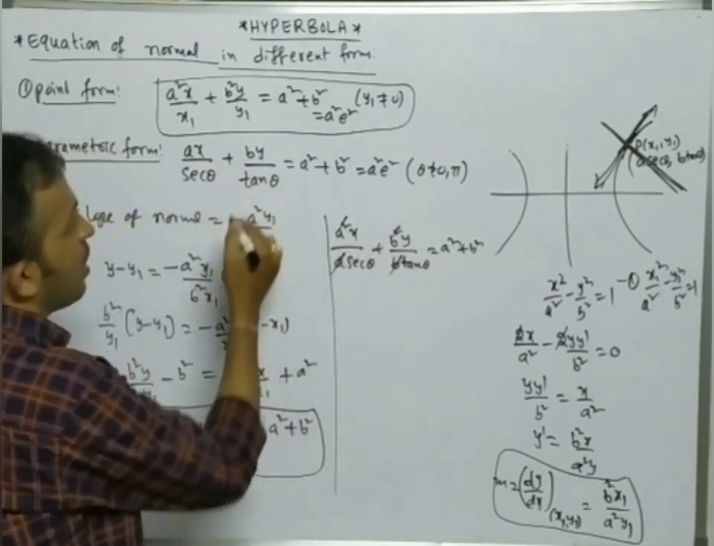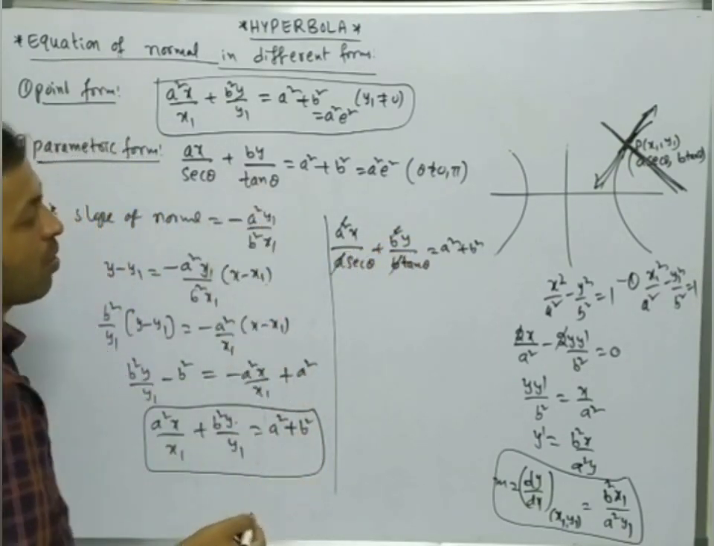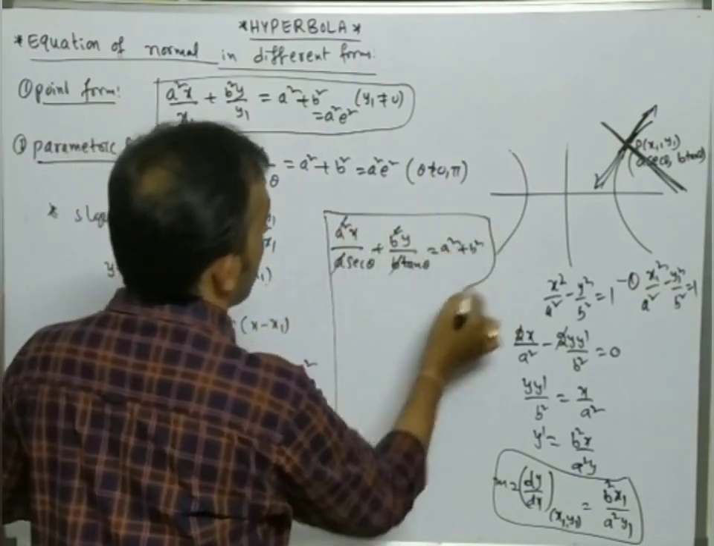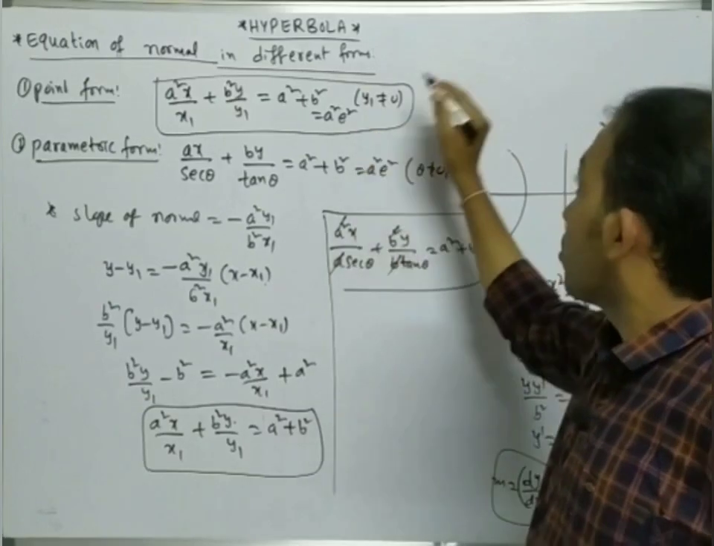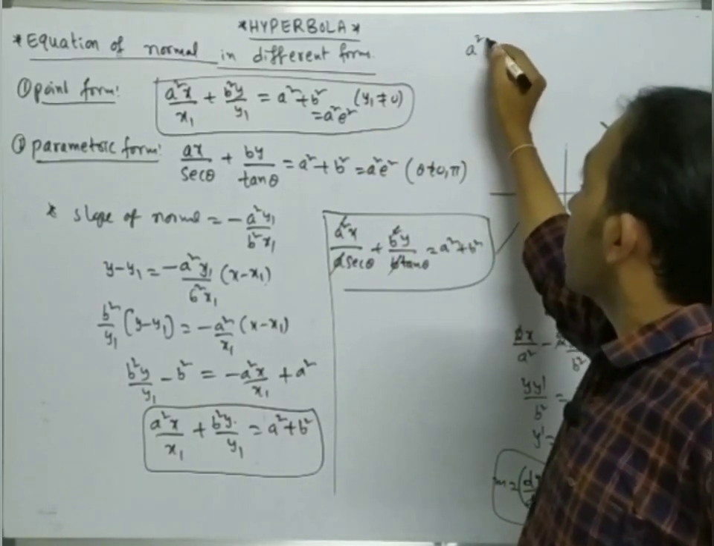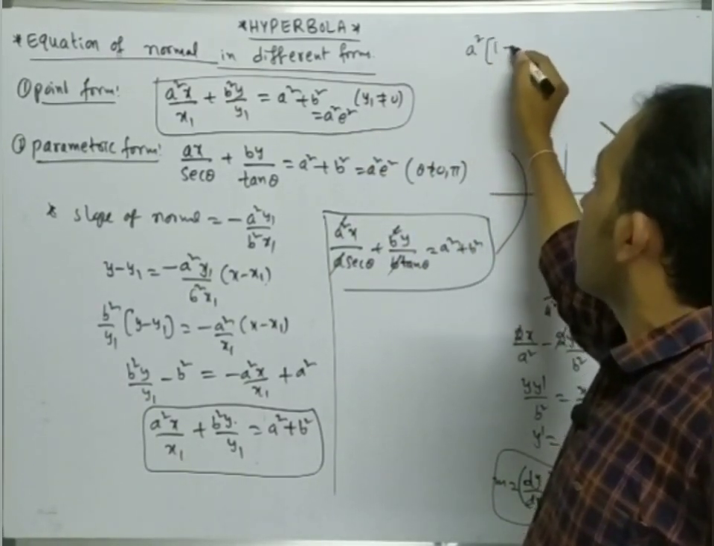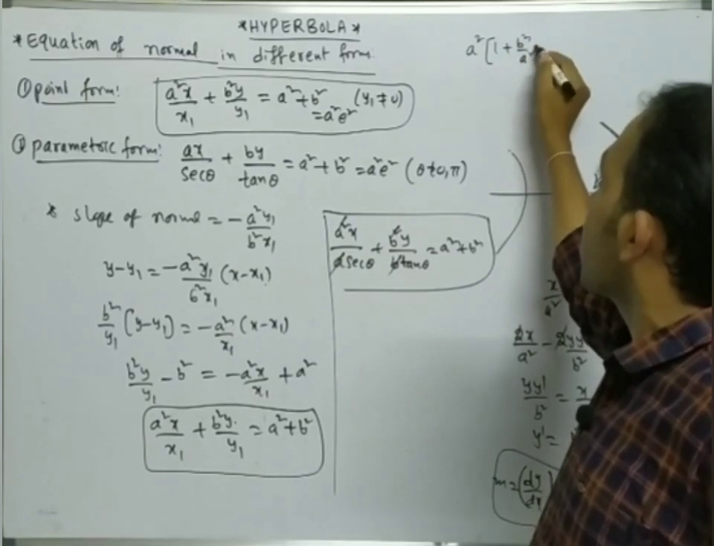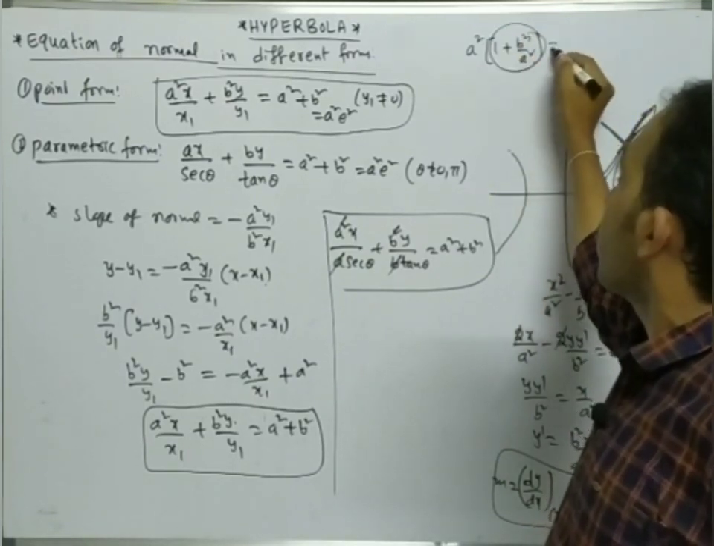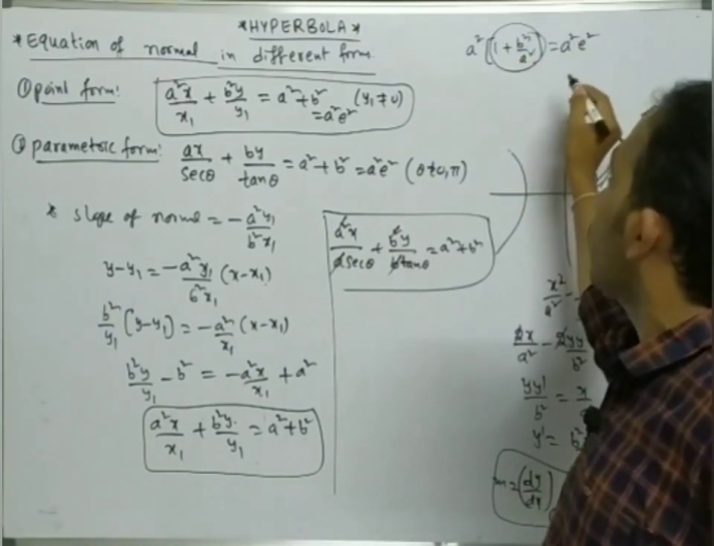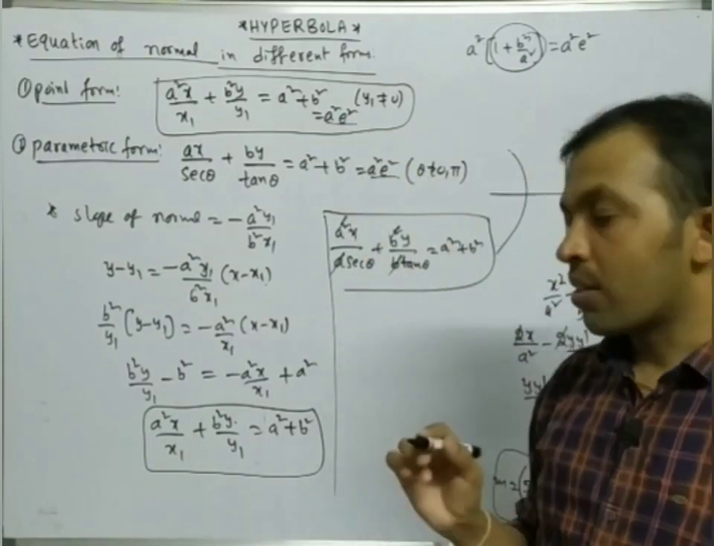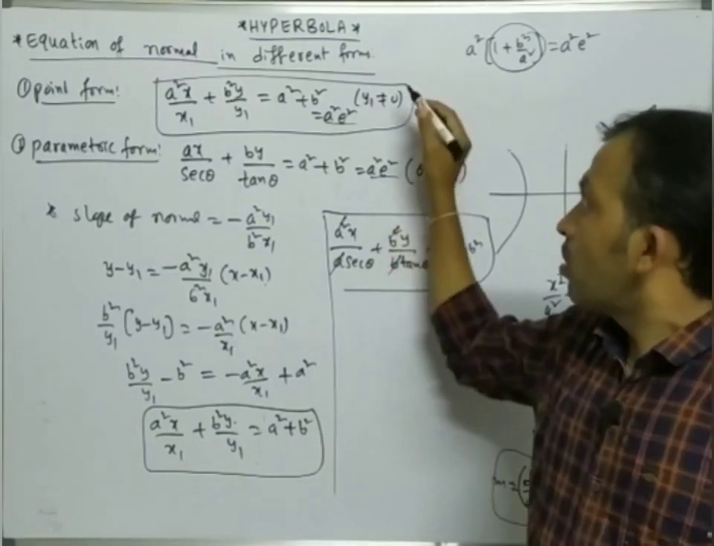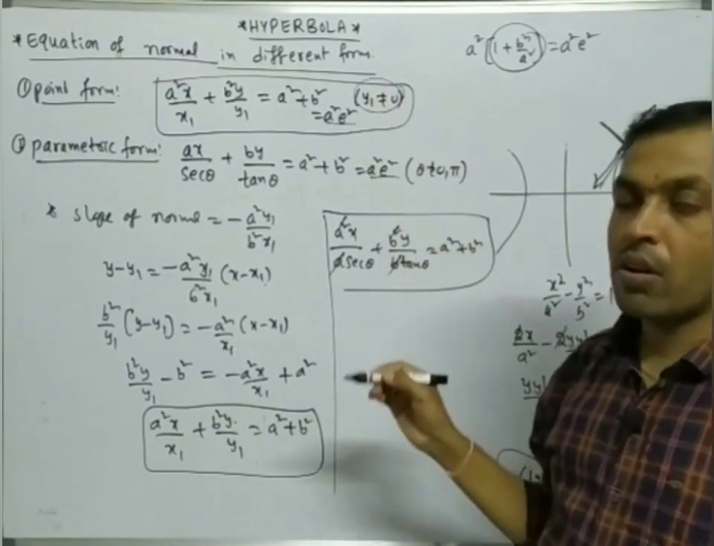A x by sec theta plus b y by tan theta is equal to a square by b square. So this is the parametric form. So a square plus b square is nothing but, if we take a square as common, then we will get 1 plus b square by a square. So this is the formula of e square. So a square into e square. This also can be written as a square into e square.